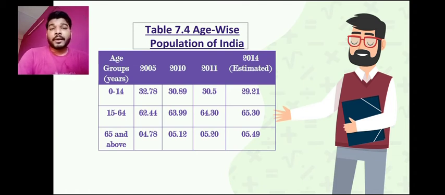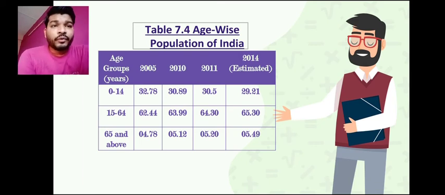Then comes the senior citizen age, where we find that people aged 65 and above have increased. Why? In 2005 the percentage was 4.78, which increased to 5.49 in 2014. So overall we find that the 15 to 64 age group and the 65 and above age group have increased, whereas the 0 to 14 age group has decreased over the period of time.